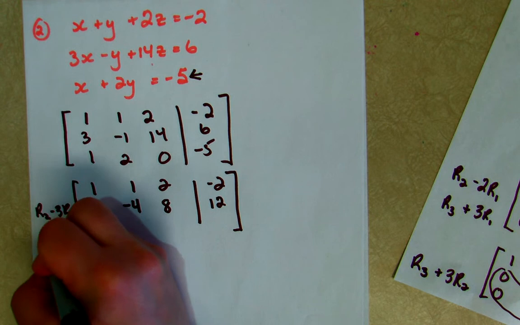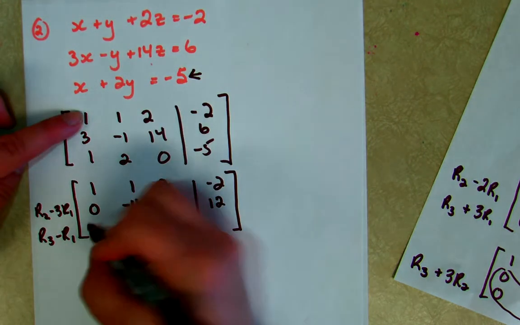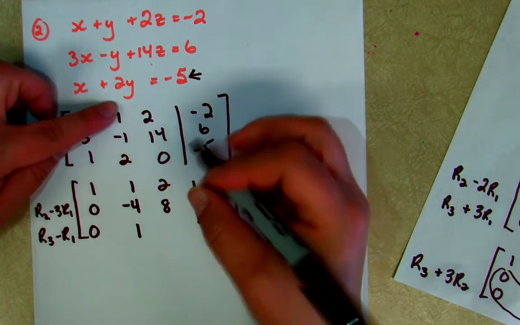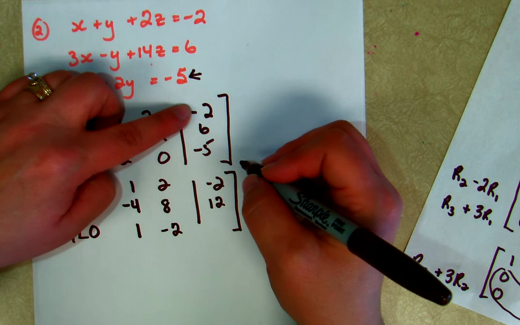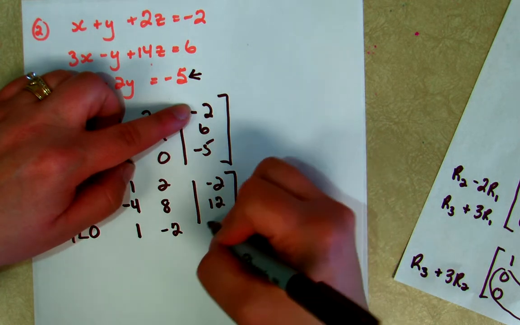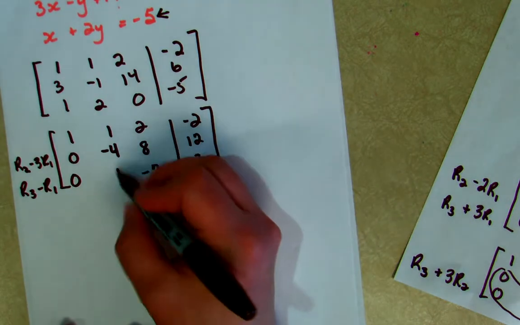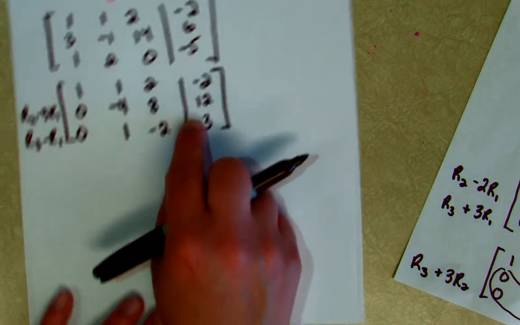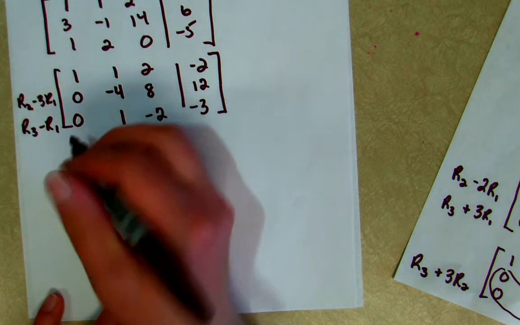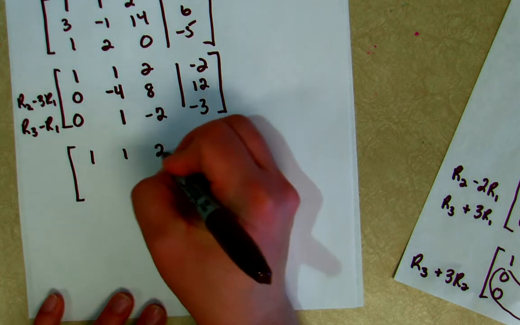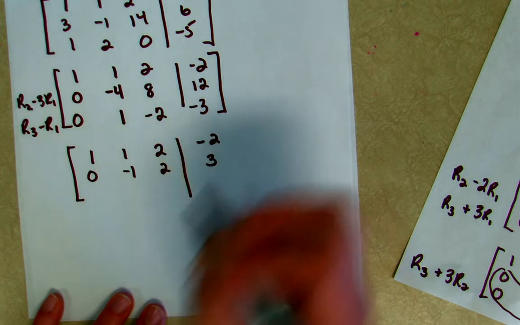Here I'm just going to do row 3 subtract row 1 because they match already. So 1 subtract 1 is 0. 2 subtract 1 is 1. 0 subtract 2 is negative 2. Negative 5 subtract negative 2 is negative 3. So now I'm going to work here. You can work with how they are, but you can also reduce this into lowest terms because each of these terms are divisible by 4. So I'm going to do 0, negative 1, 2, and 3.